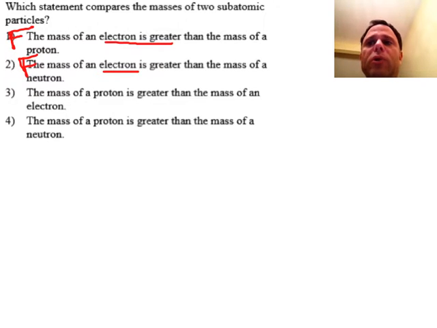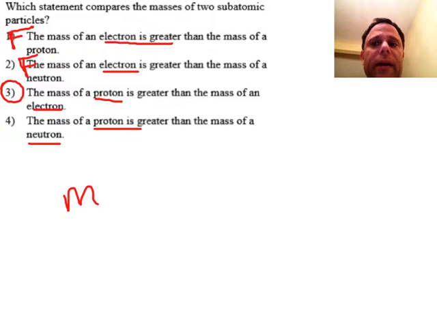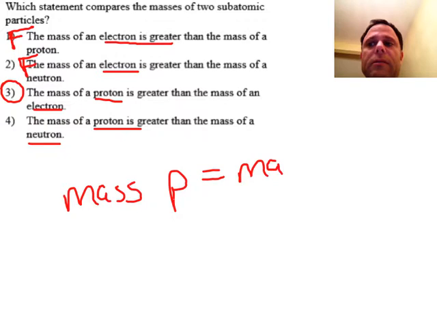The mass of a proton is greater than the mass of an electron. Now that is true, but let's examine number 4. The mass of a proton is greater than the mass of a neutron. Again, the mass of a proton is equal to the mass of a neutron. So, well, that is false as well. The answer is 3. It is true.